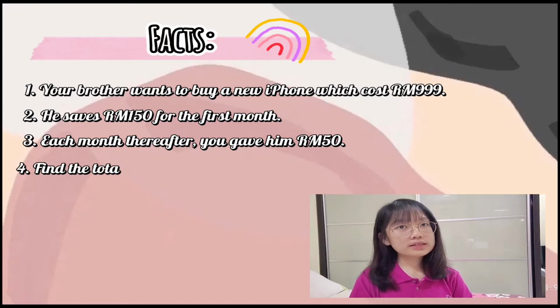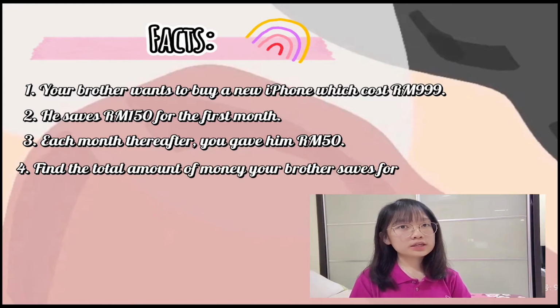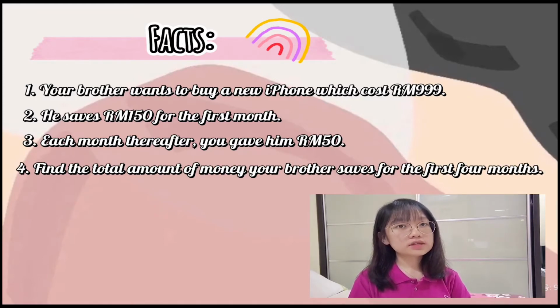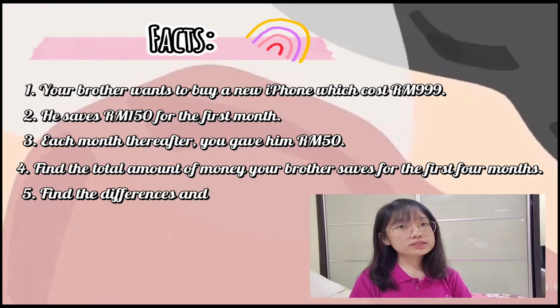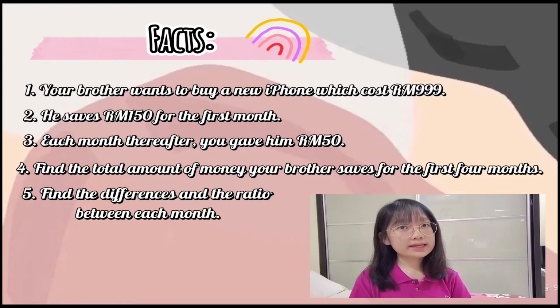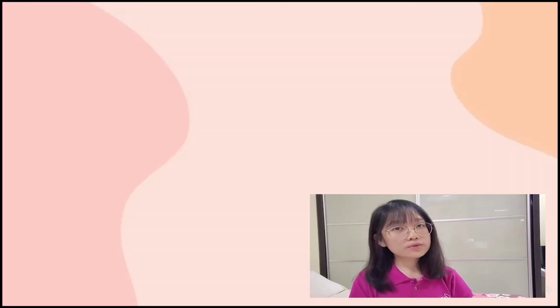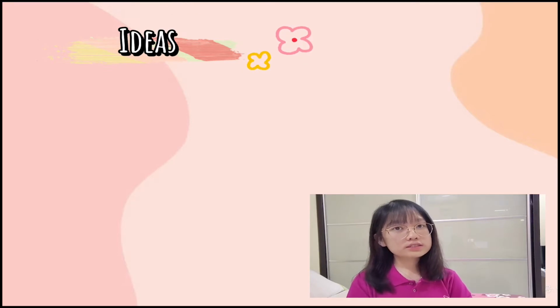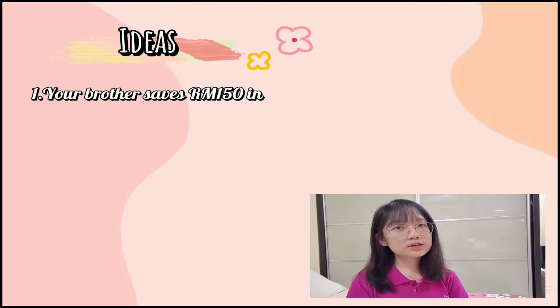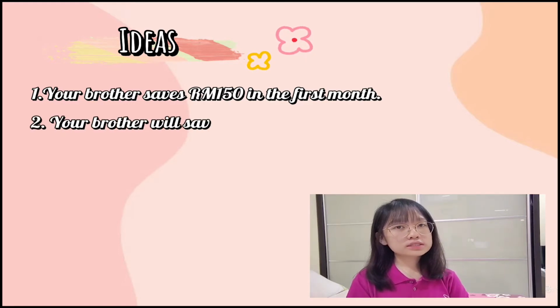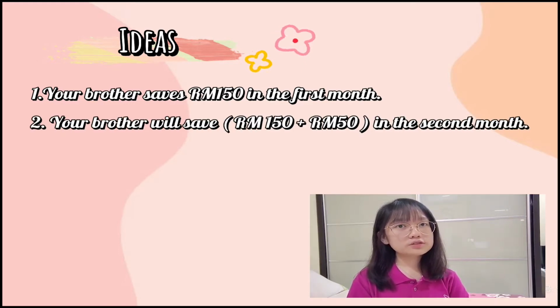Fourth, find the total amount of money your brother saved for the first 4 months. 5. Find the differences and the ratio between each month. 6. Make a conclusion. Now, we move to the next column, which is ideas. First, your brother saved 150 ringgit in the first month. Second, your brother will save 150 ringgit plus 50 ringgit at the second month.